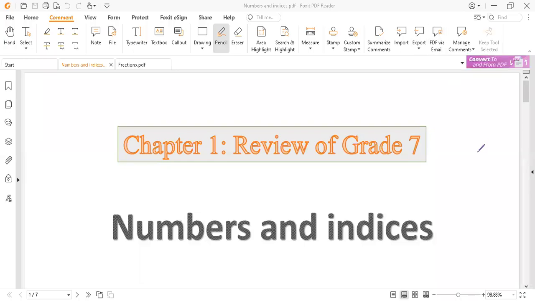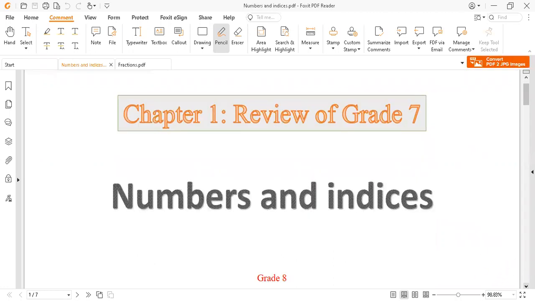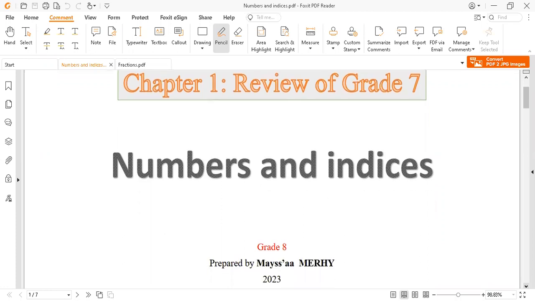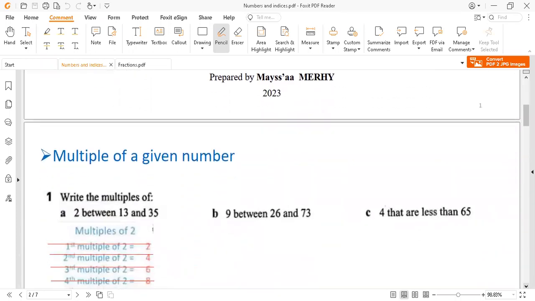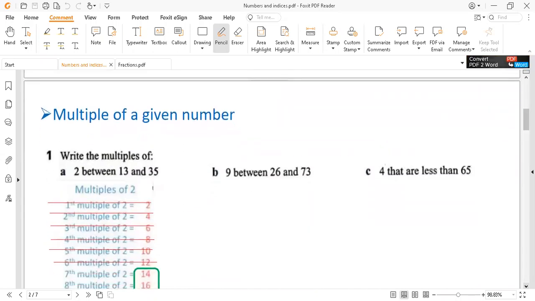Hi everyone. Today we will revise some issues and concepts from grade 7, okay? For a good start for the chapters of grade 8. The session of today is about numbers and indices. First of all, we will start by giving a review about the multiple of a given number.